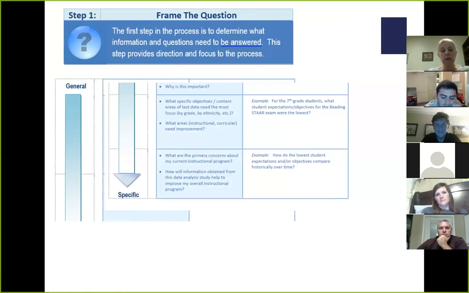even more to see, is it a gender issue? Is there a difference between males and females? Or is it something to do with economics? My students from a low socioeconomic status are doing worse. So you just keep kind of unpeeling those layers until you get to the root cause of the problem. Does that make sense?